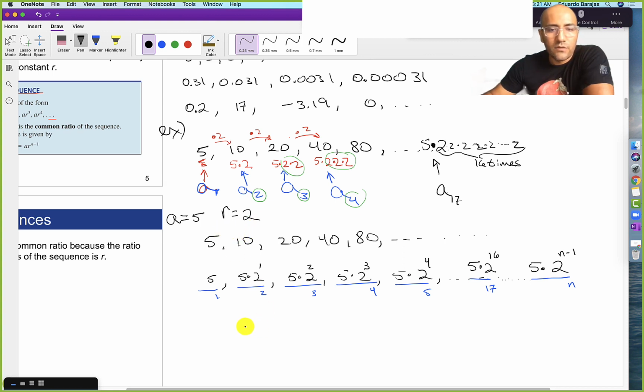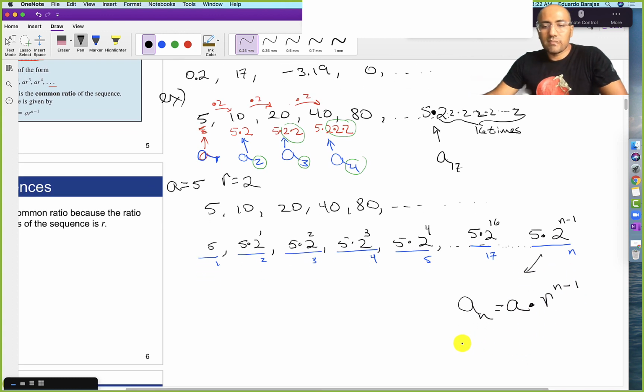Good. So if we take that into account, from here we can see that the general formula is going to be a, what you start off with, that initial amount, times r, that common ratio that you constantly multiply, to the power of n minus 1. That's equal to a sub n. A sub n is equal to this.